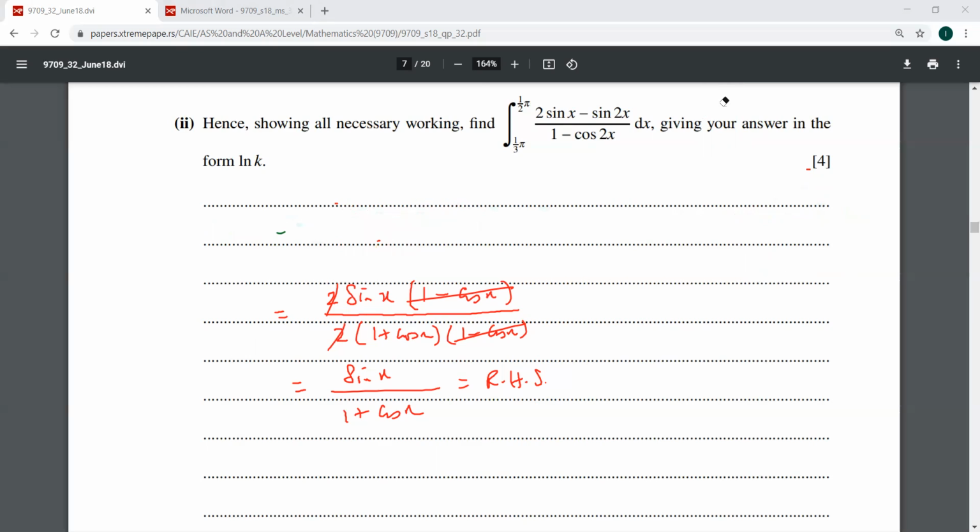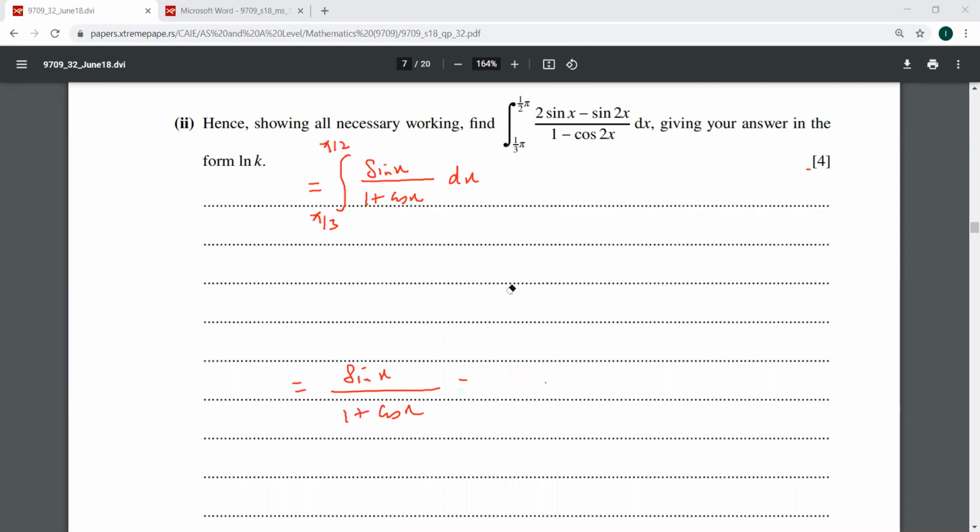Okay, so before I erase this, I am just keeping this intentionally here. I will be writing it as limit from pi by 3 to pi by 2, instead of all of this, I'll be writing it as sine x over 1 plus cos x. Now this is one line integration here. Who will tell me what is its integral?